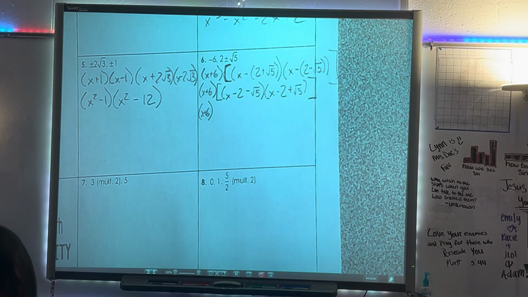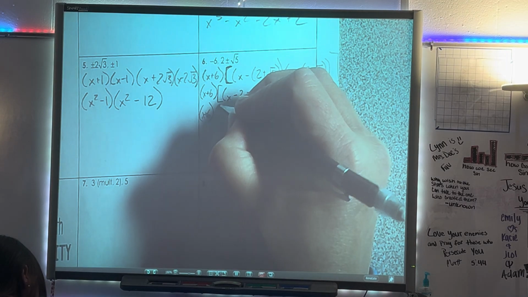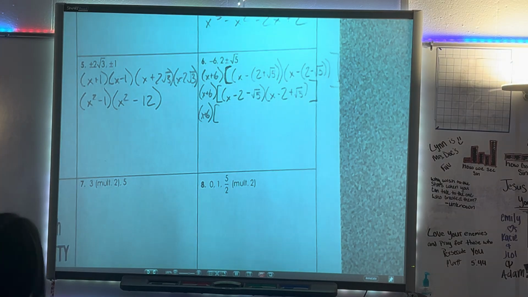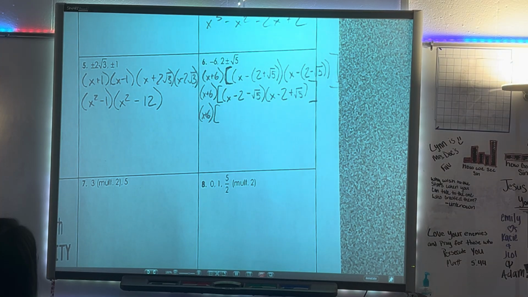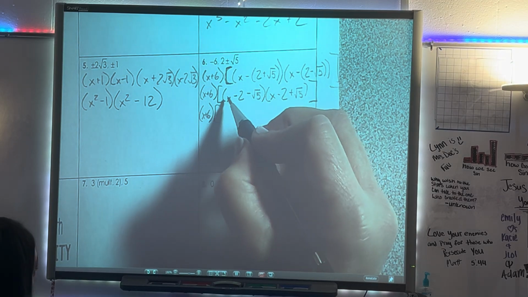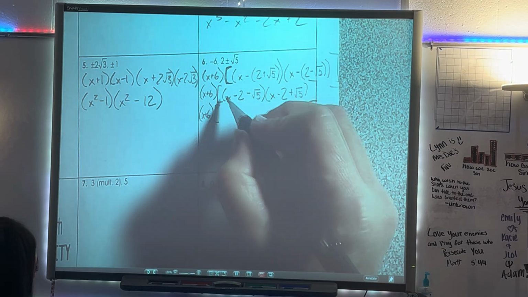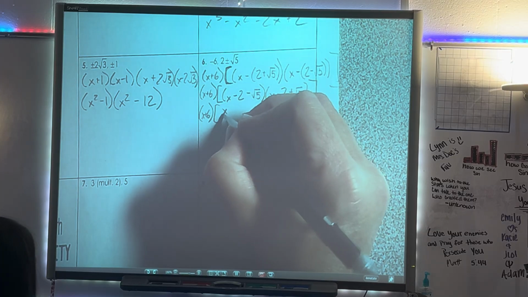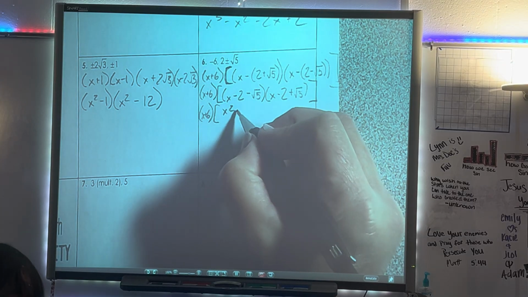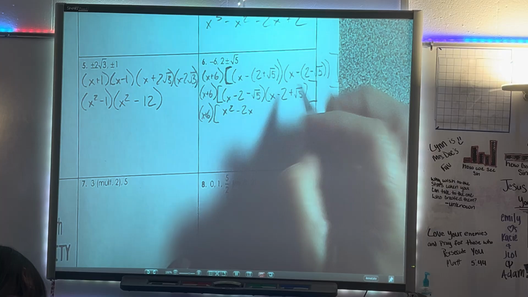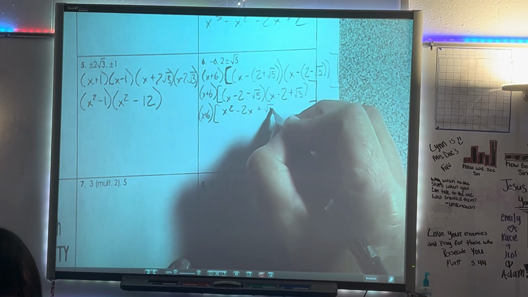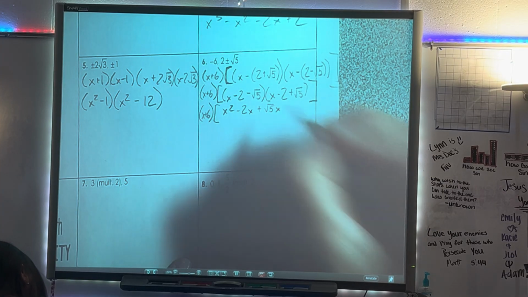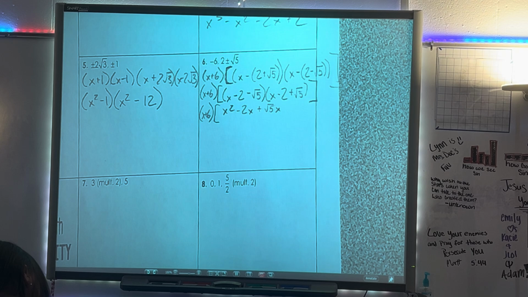Obviously you're not going to have very many of these, but it actually comes out pretty nice. Okay, so when I multiply, I'm going to kind of stack this just because that's a little bit easier to do. So I'm going to multiply my x times everything. So x times x gives me x squared. And then I have minus 2x. And then I have plus square root of 5 x. Good there? Or x times root 5, however you want to write that.